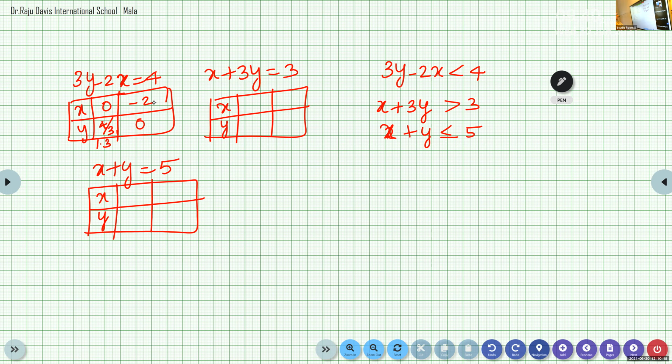Aditya Satyan, give the solution set for the second one. Aditya, can you give the solution set, Aditya?